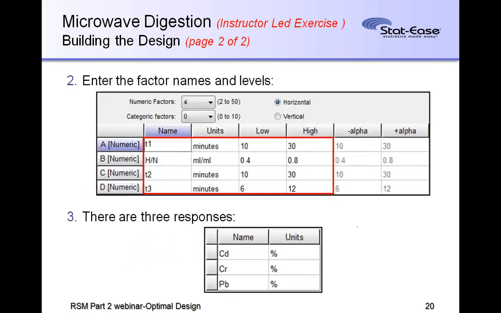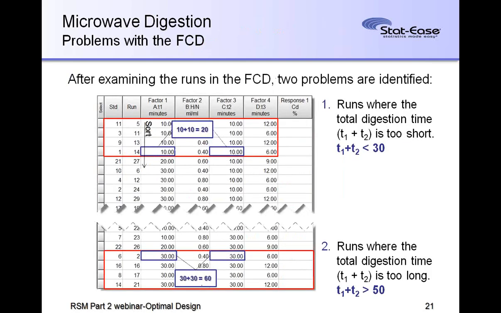Typed in the factors and the responses, different times, different ratio of hydrochloric to nitric acid, and then here's our 3 responses. And what will happen if you build that FCD is the people that were running this went through their design. It's always a good idea, after you spit out a design, go through and mentally look at each run and see if it matches what you want to do and if it will all work for you.